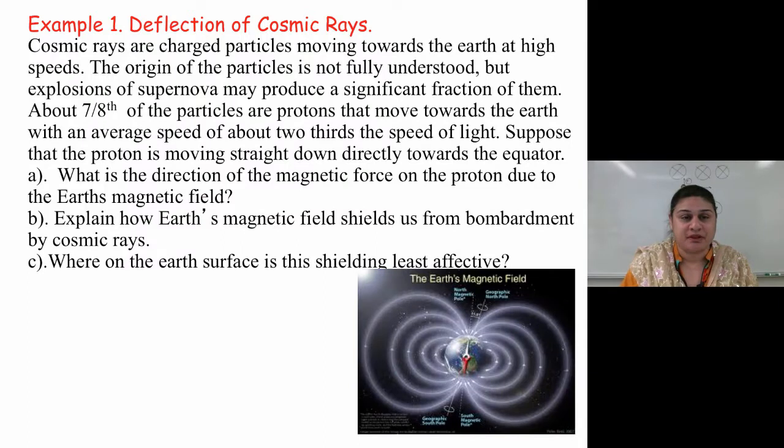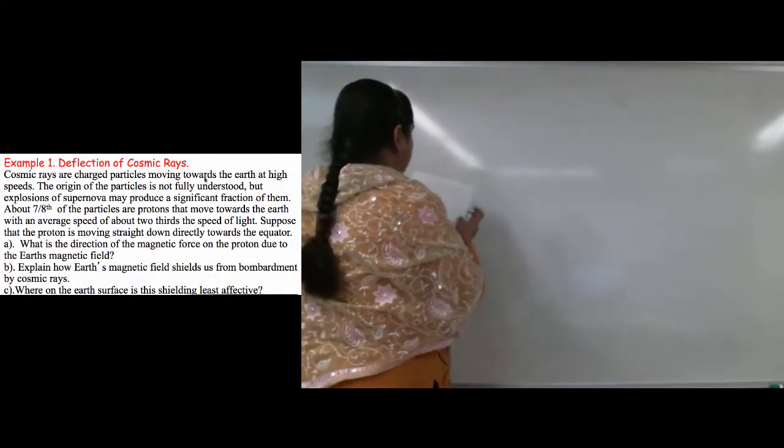Now let's do an example. Cosmic rays are charged particles moving towards the Earth, but at high speeds. The origin of particles is not fully understood, but the explosions of supernova may produce significant fractions of them. About 7/8 of the particles are protons that move towards the Earth with an average speed of about 2/3 the speed of light. Suppose that a proton is moving straight down directly towards the equator. What is the direction of the magnetic force on the proton due to the Earth's magnetic field? Explain how the Earth's magnetic field shields us from bombardment by cosmic rays, and where on the Earth's surface is this shielding effect least?